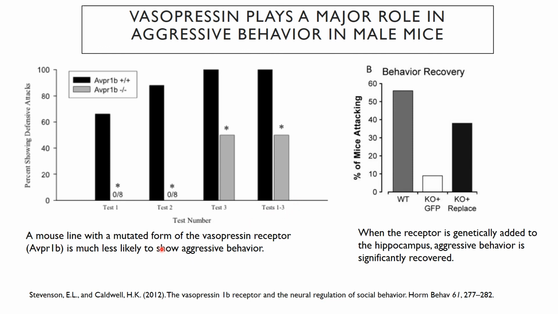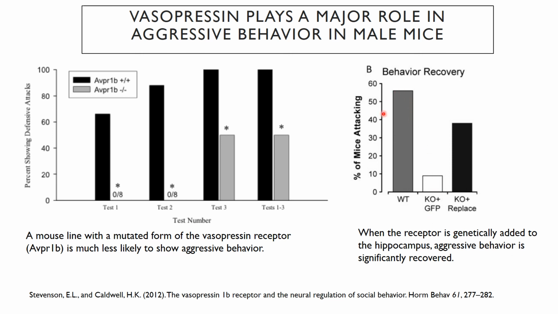And you can see one of the mouse lines that had the mutation showed hardly any defensive attacks. So they showed no aggressive behavior in 2 of the 3 tests, and fewer defensive attacks in the last test. So clearly a huge difference in the percent of showing defensive attacks over time. And so clearly they need a working vasopressin receptor in order to show normal aggressive responses. When the receptor is genetically added to the hippocampus, they can now restore aggressive behavior. So it appears that the hippocampus is part of this.